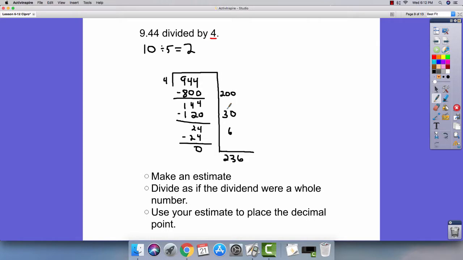But I got to go back to my original problem. I really had 9 and 44 hundredths divided by 4. So based off of my estimate, I know my answer should be close to 2. So really my answer is 2 and 36 hundredths. I just placed my decimal point based off of my estimate. All right, so that's the easy one.